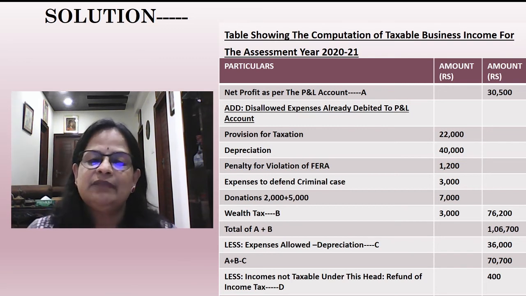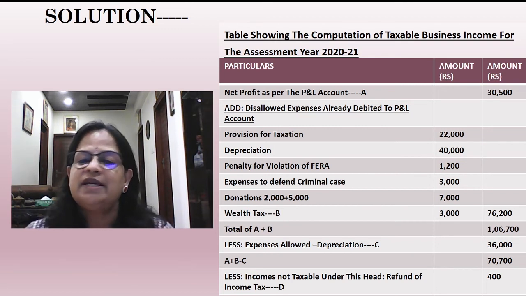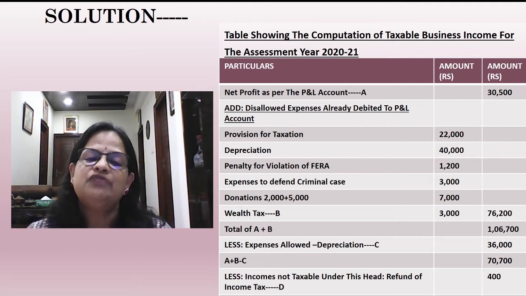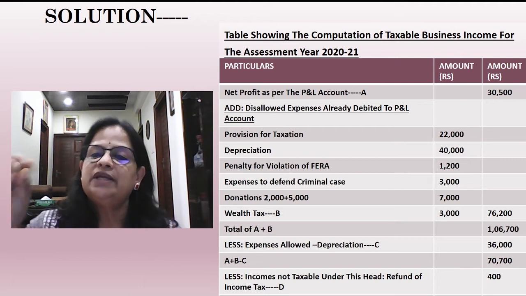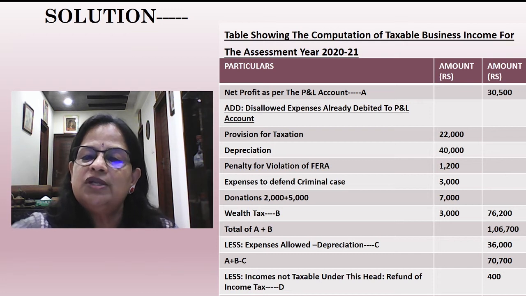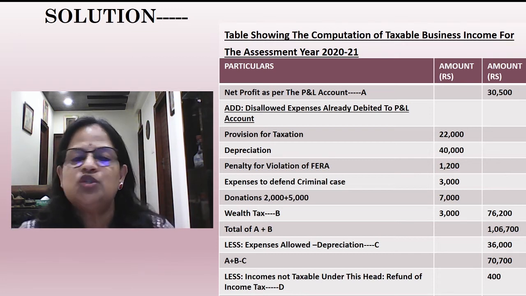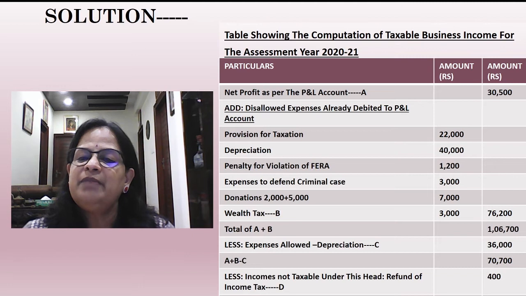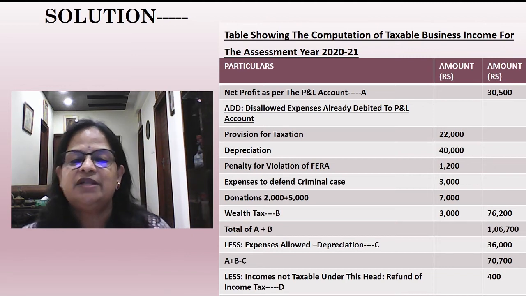Now wealth tax is not allowed. Any tax is not allowed. Income tax, gift tax, wealth tax, not allowed. So 30,500 plus the total of all these disallowed items, 76,200. So the total of A and B, you will get 1,06,700.